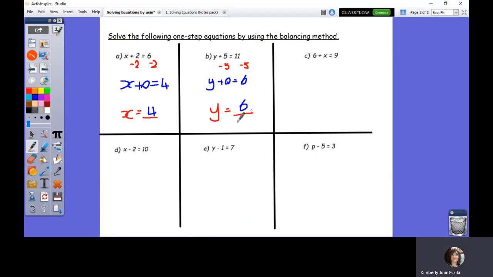Alright, next question here. We have 6 plus x is equal to 9. Our aim here is to find the value of x. What do we do with this 6? We have to cancel it out. So 6 to get to 0, we have to subtract 6. We subtract 6 from 9 as well, which will leave us with 0 plus x is equal to 3, since 9 minus 6 has a value of 3. Therefore, x here is equal to 3. And there you have your first 3 examples.